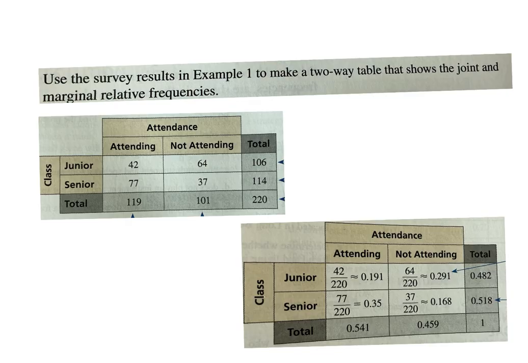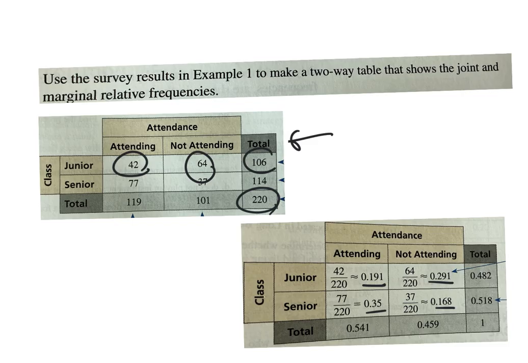All right, this one says use the survey results in example 1, the table we made earlier, to make a two-way table that shows joint and marginal relative frequencies. And to be honest, I did it on here just to save time. But this first table right here is the one we made a second ago. And all you do to make joint or marginal relative frequencies is take each number inside that table and also outside the table, and we're just going to divide it by how many people were there in total, which was the 220 right there. Okay, so I take each number, divide it by 220, and these are called relative frequencies.